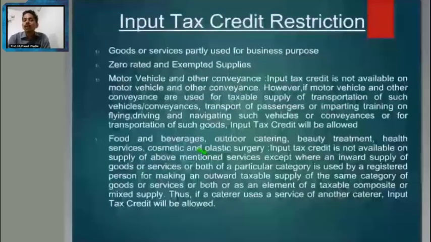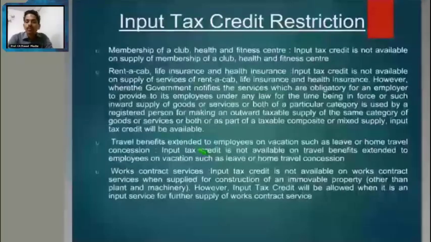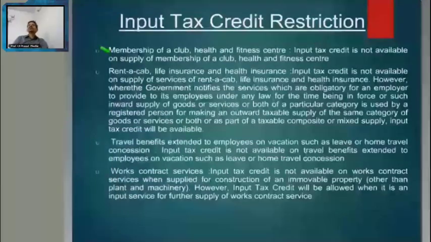Next is food, beverage, outdoor catering, beauty treatment, health services, cosmetic and plastic surgery. Now all these are not eligible for ITC. Only in a situation where you are purchasing services against these and where the output services are taxed. For example, outdoor catering is purchasing a product from another person and that person is charging them GST. Now, if that person is charging GST and then I'm supplying a product or service to another person, then I'm eligible for taking ITC for the supply of goods by another person.